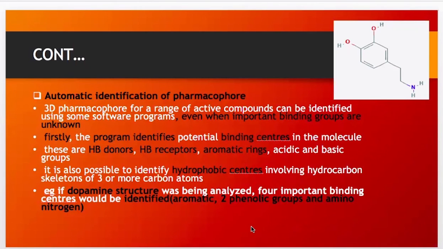Once it identifies these things, an example that I've put is dopamine. This is a dopamine structure. If the program is working on this structure, it will first of all identify the potential binding centers. It will look at this amine group there, a hydroxyl group there, another hydroxyl group there, and the hydrophobic center, which is the aromatic group. All right, so what happens after identifying that?